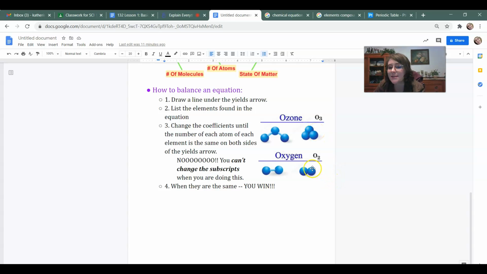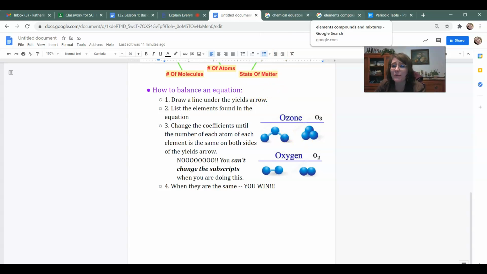What we have to do instead is use those coefficients in front. So if I needed 6 oxygens here, I wouldn't just make this into O6. I would actually have to put a 3 in front of the oxygen. 3 multiplied by 2 would equal 6, but now I have 3 O2s, so there would be 2 more O2s down here. Okay, let's go to an actual example of this.